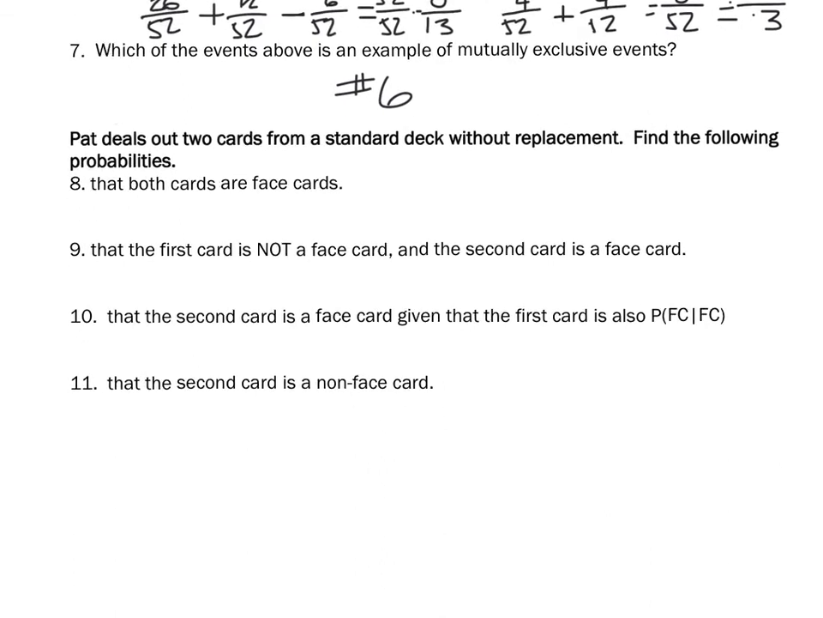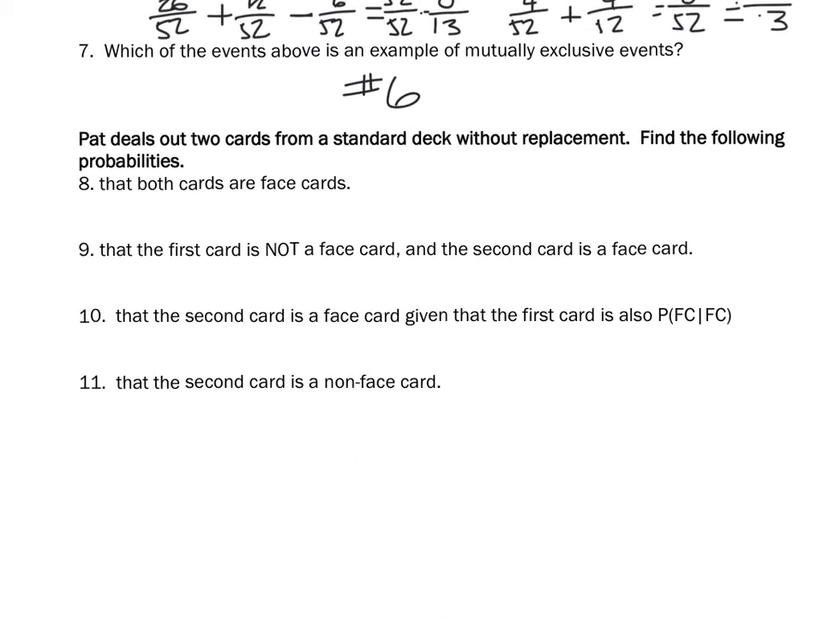In this next type of problem, we're dealing out 2 cards from a standard deck without replacement. Find the following probabilities. Now, all of these questions deal with face cards, so it'd be very good to just make a tree diagram. And the first card's either going to be a face card or non-face card. The probability of it being a face card is 12 out of 52. Which means a non-face card would be 40 out of 52.